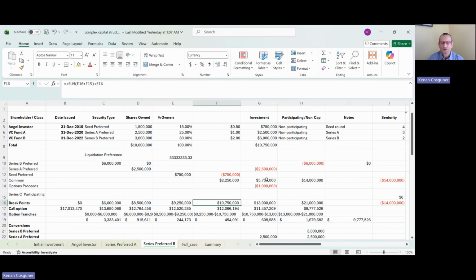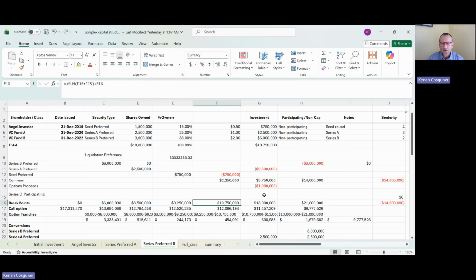Next breakpoint is 10,750,000. At this point, Seed preferred shares have incentive to convert their shares into common equity. Of course, they give up their liquidation preference. Next breakpoint is 13 million.